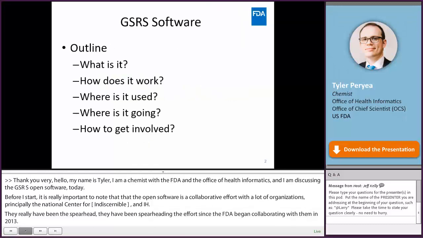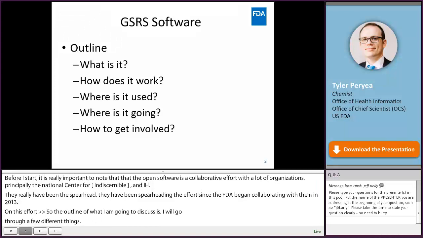So the outline of what I'm going to discuss is I'm going to go through a few different things. I'm going to describe what the software is, how it works, where it's used, where it's going, and then I'm going to give a little bit of detail on how you can get involved.